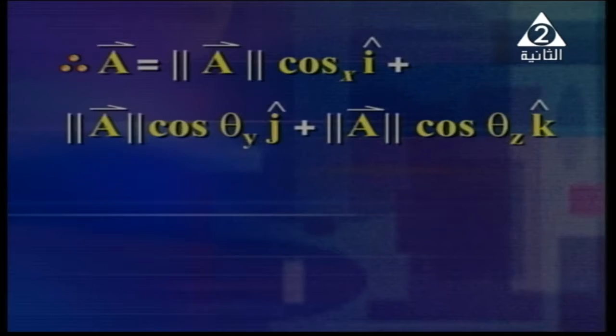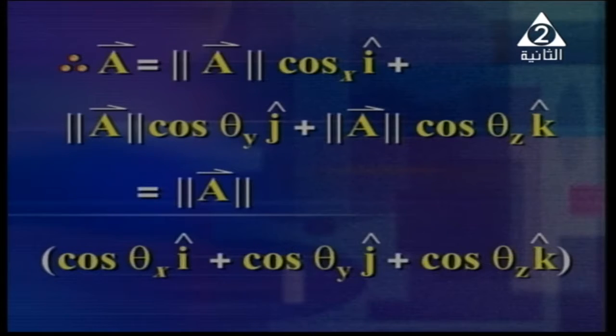The first term is norm A cosine theta x in direction i, then norm A cosine theta y in direction j, and norm A cosine theta z in direction k. We have a common factor, norm A. Then the vector A we can express as norm A multiplied by the bracket containing cosine theta x in direction i plus cosine theta y in direction j plus cosine theta z in direction k.